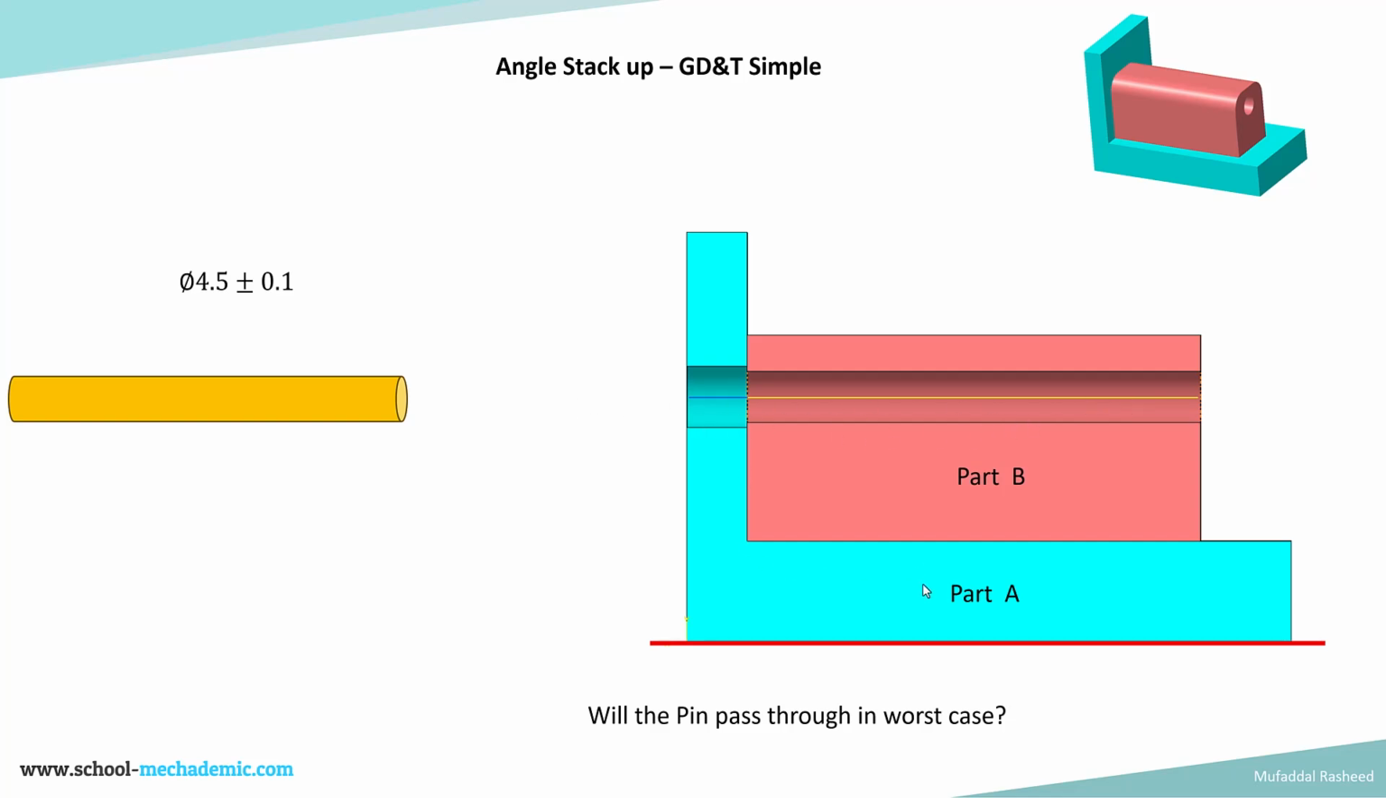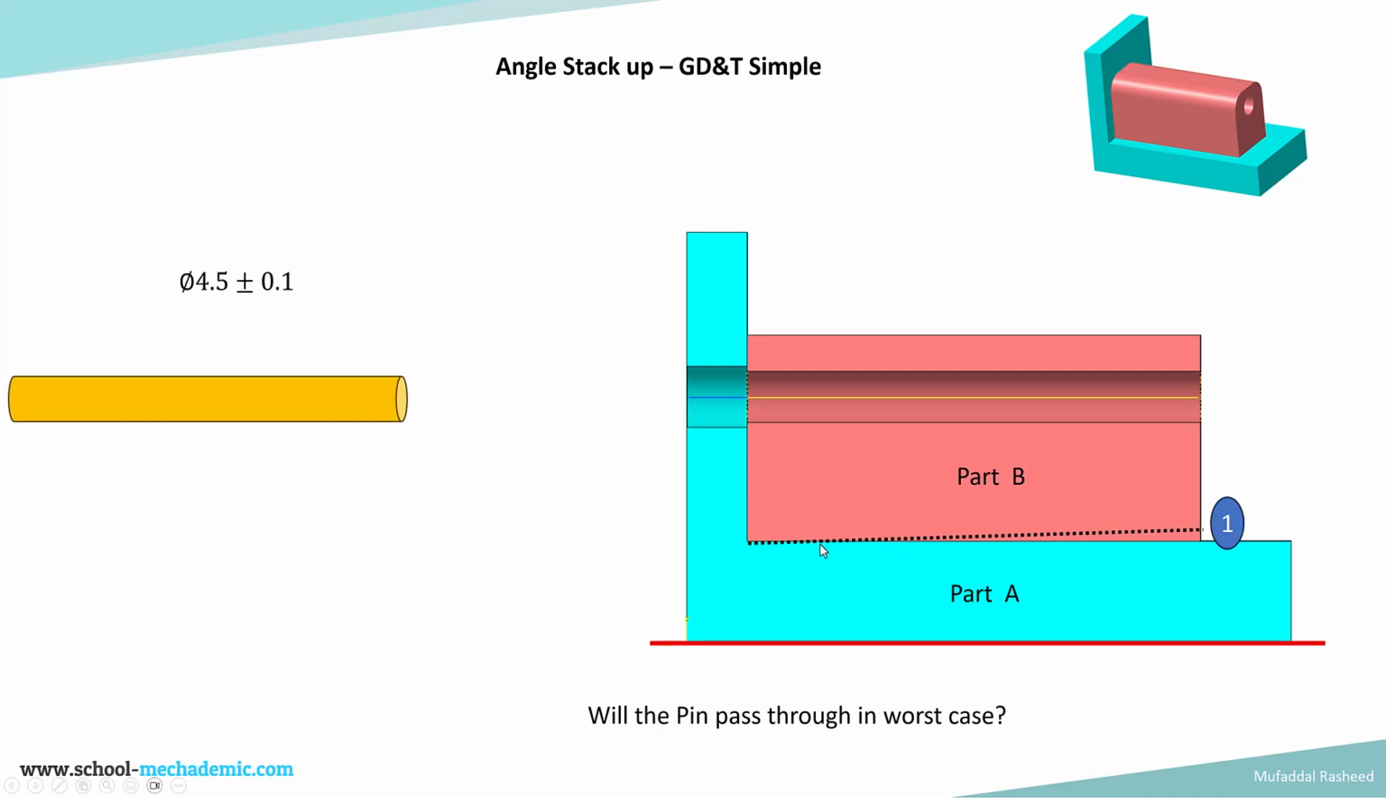Considering we have GD&T drawings for part A and part B, and this bottom surface is considered the datum surface for part A, the prime datum surface for part A, and then the axis of the hole on part B is varying with respect to this bottom surface of part B, which in turn is varying with respect to the bottom surface of part A. So there is a tolerance chain which is getting created over here, which we will see as we go through the drawing. The main aim is to calculate whether the pin of 4.5 plus or minus 0.1 will pass through this hole or not.